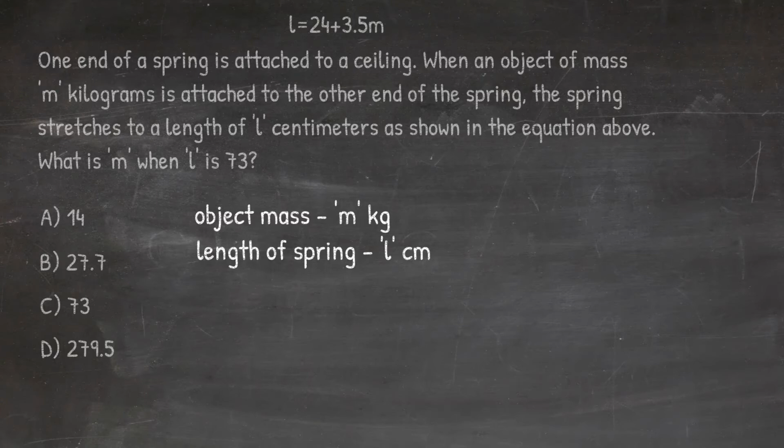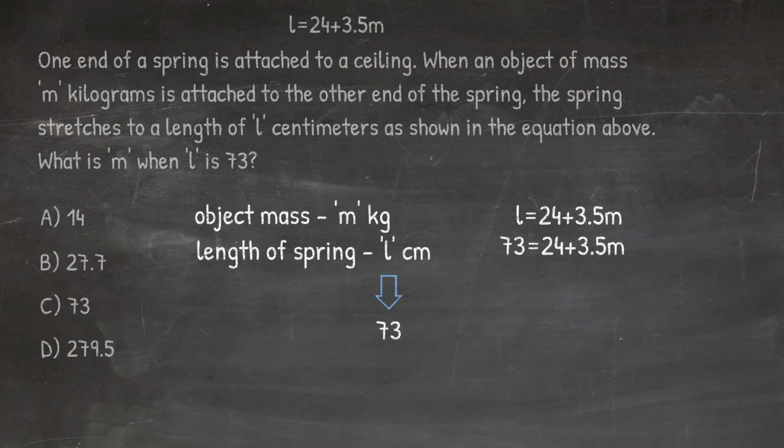So having L as 73 simplifies this expression that we have. Let's write it down. L equals 24 plus 3.5 m. Now it's given that L equals 73, so we can replace L with the number 73 in this equation. What we get is 73 equals 24 plus 3.5 m. And we need to find m according to the question.